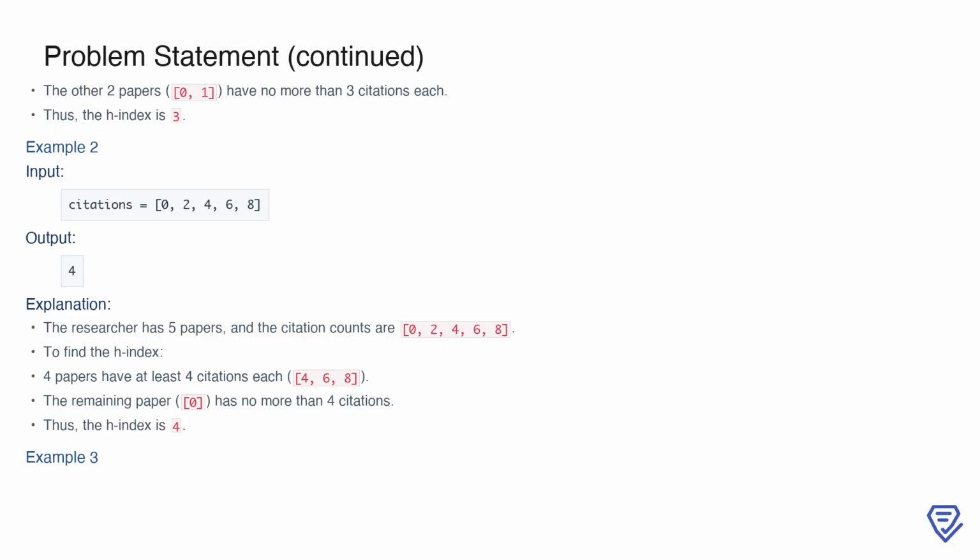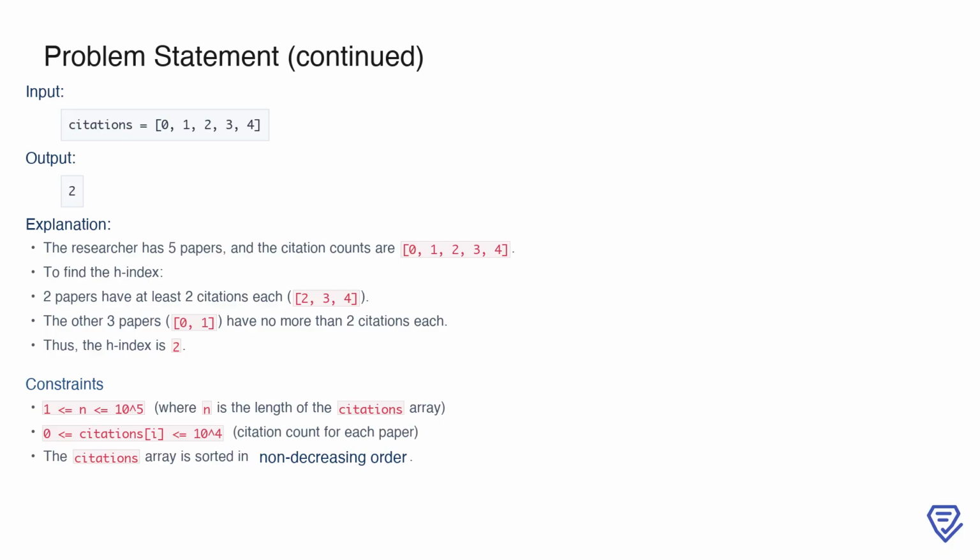Now, let's consider another example. Suppose the input array is citations equals 0, 2, 4, 6, 8. In this case, there are 5 papers, and the citation counts are 0, 2, 4, 6, 8. To calculate the H-index, we observe that 3 papers have at least 4 citations each, they are 4, 6, 8. The remaining papers, 0 and 2, have no more than 4 citations. This means the H-index for this case is 4.